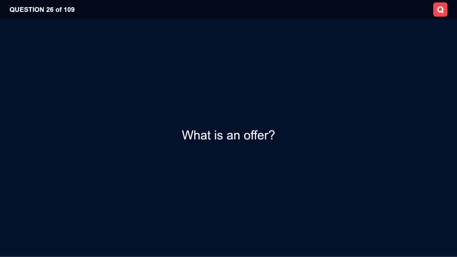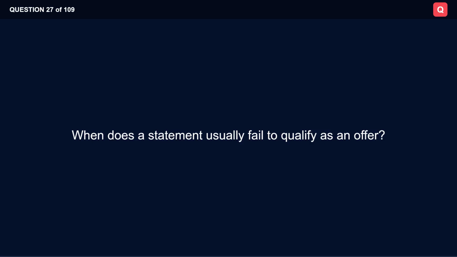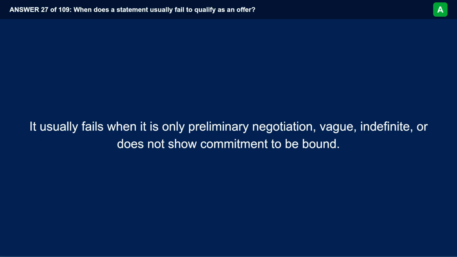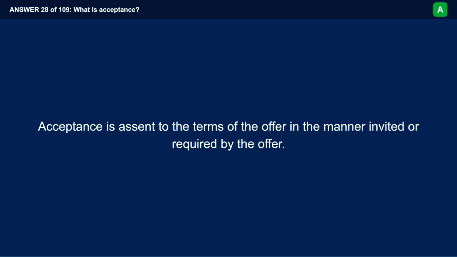What is an offer? An offer is a communication showing present intent to contract on definite terms, so that acceptance will create a binding agreement. When does a statement usually fail to qualify as an offer? It usually fails when it is only preliminary negotiation, vague, indefinite, or does not show commitment to be bound. What is acceptance? Acceptance is assent to the terms of the offer in the manner invited or required by the offer.